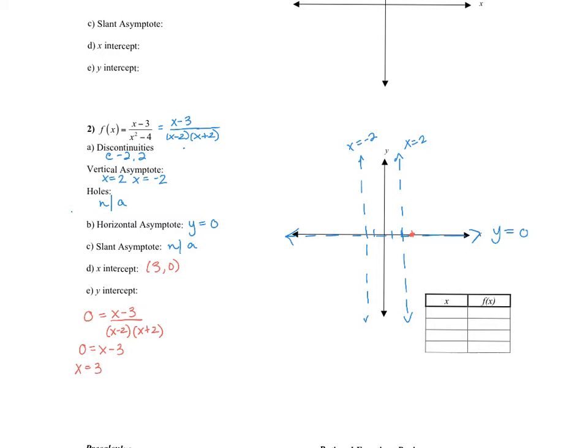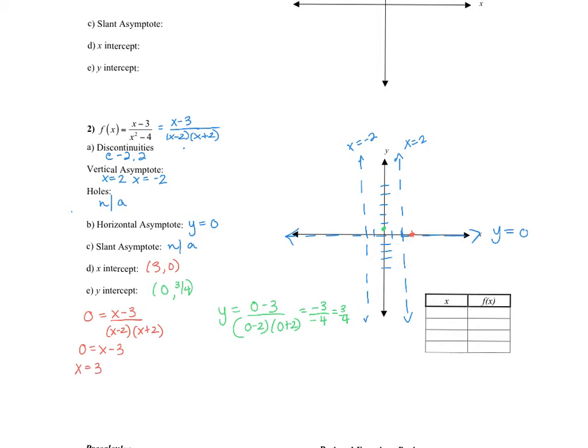We also want to find our y-intercept. When we want to find our y-intercept, remember that's when we replace every x with a 0 and we're looking for y. So if we replace every x with a 0, we have 0 minus 3 over 0 minus 2 times 0 plus 2, and we end up getting negative 3 over negative 4, which is 3/4. So our y-intercept is 0, 3/4. So we can graph that there. 3/4 is 0.75. So if we go and we have our scale of our y-axis, let me just draw my scale in here. So 3/4, maybe that point would be over here.